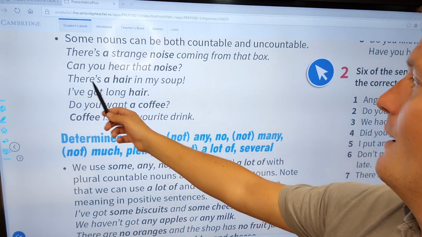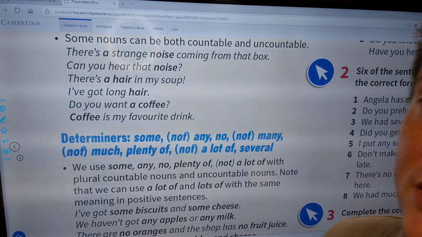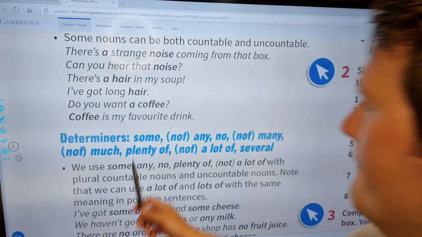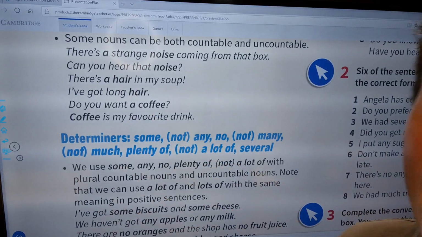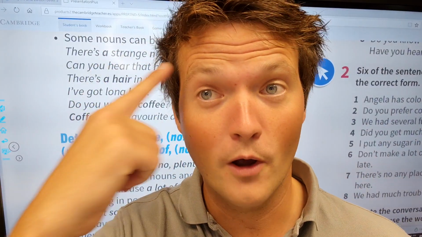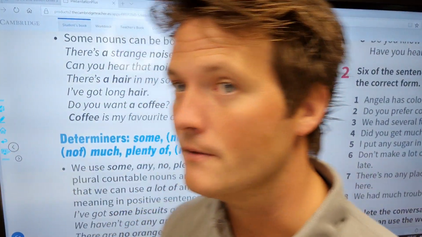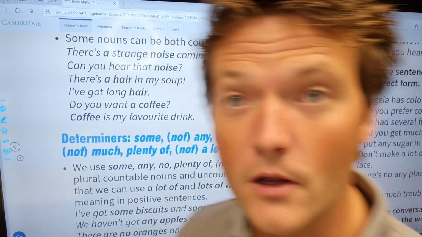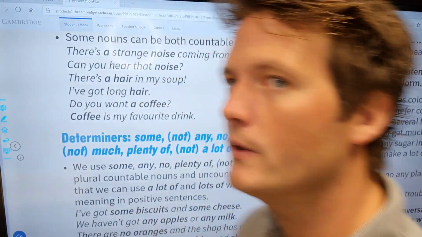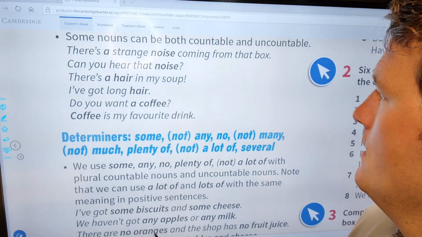Hair, obviously, you can talk about a hair. There is a hair in my soup. I've got long hair. It doesn't mean you have just one really long hair. No? You've got all of your hairs are long, equally, so hopefully.